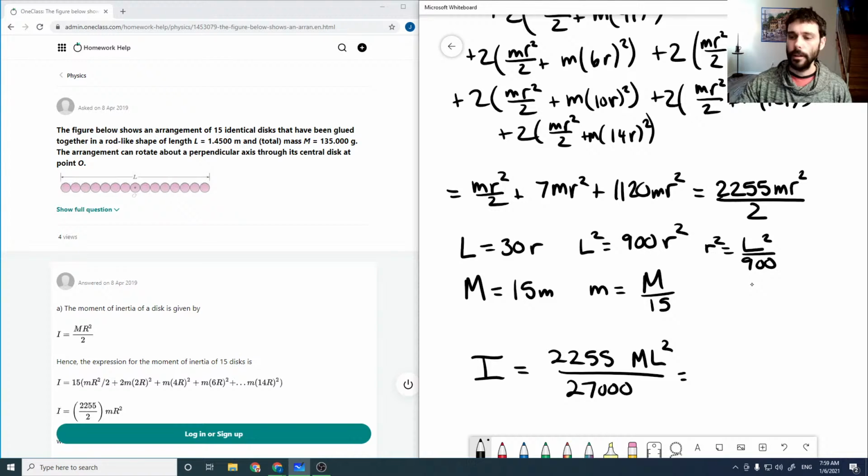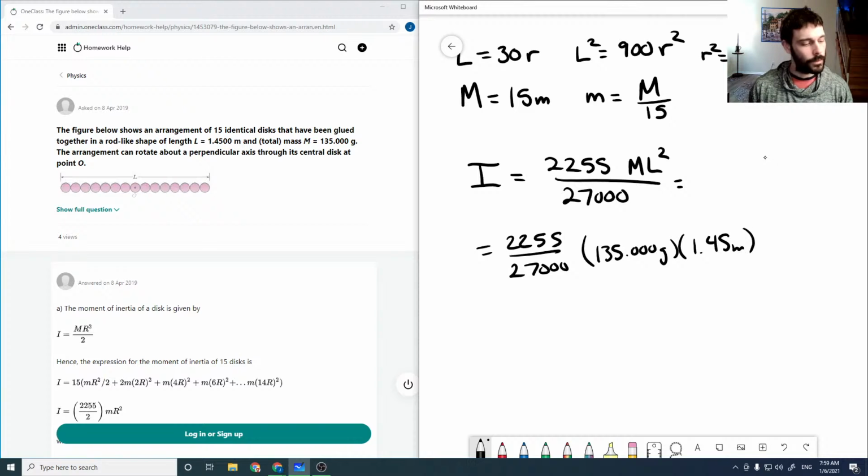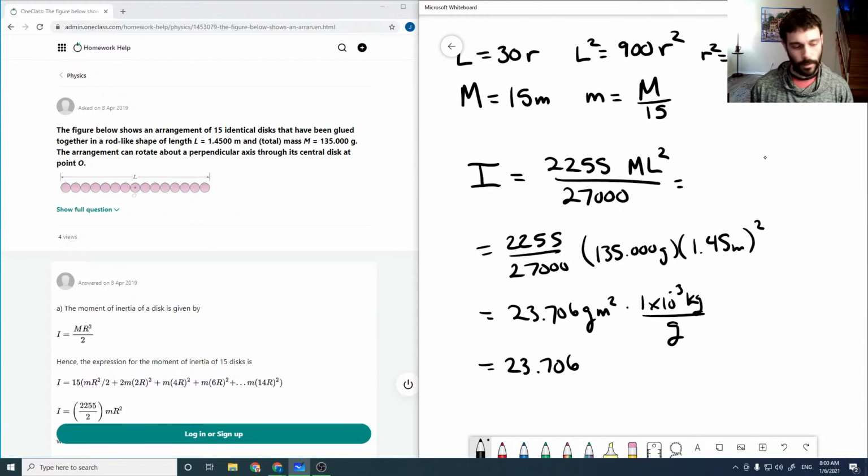for our mass and our length, times 135 grams and 1.45 meters squared. We get 23.706 grams meters squared times 1 times 10 to the minus 3 kilograms per gram. Comes out to 23.706 kilograms meters squared.